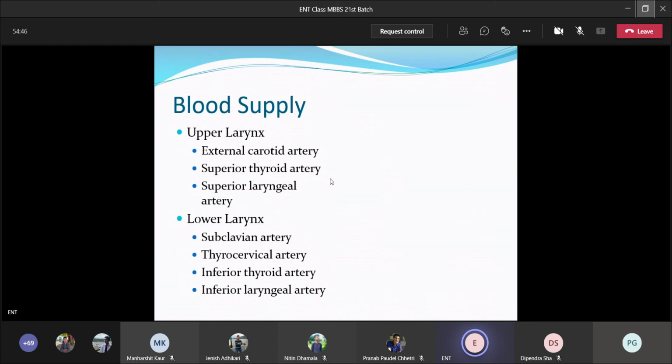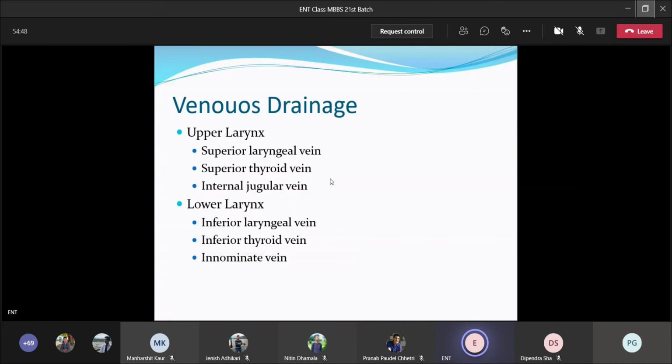Now the next is venous drainage. Upper larynx: superior laryngeal vein, superior thyroid vein, internal jugular vein. Lower larynx: inferior laryngeal vein, inferior thyroid vein, and innominate vein. This is the venous drainage.